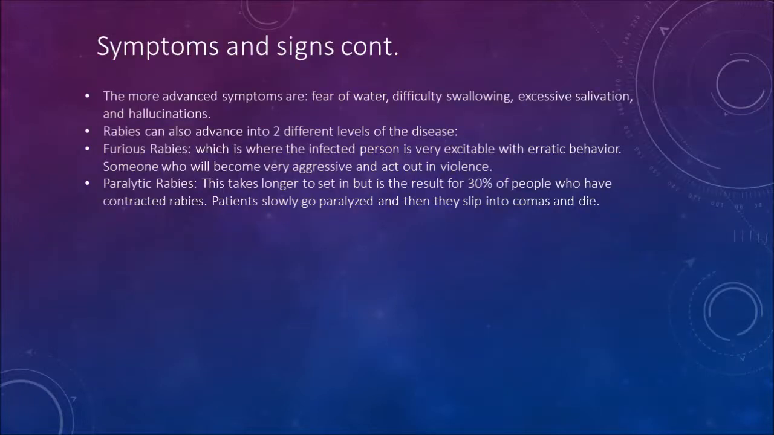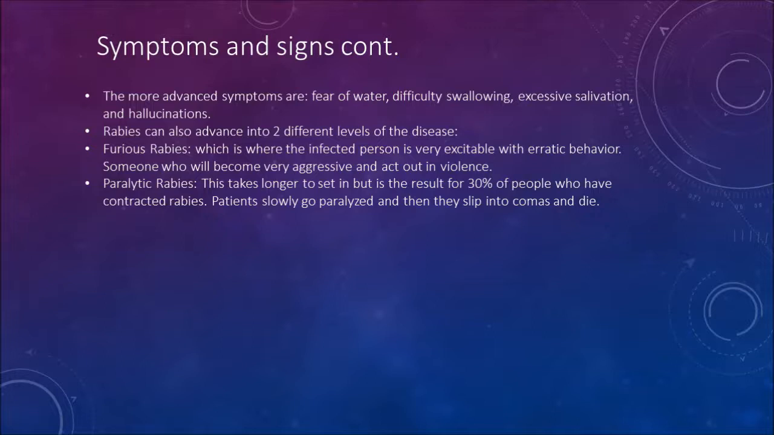Some more advanced symptoms are fear of water, difficulty swallowing, excessive salivation, and hallucinations. Rabies can also advance into two different levels of the disease. There are furious rabies, in which the infected person is very excitable with erratic behavior. Someone who becomes very easily aggressive and violent and acts out.